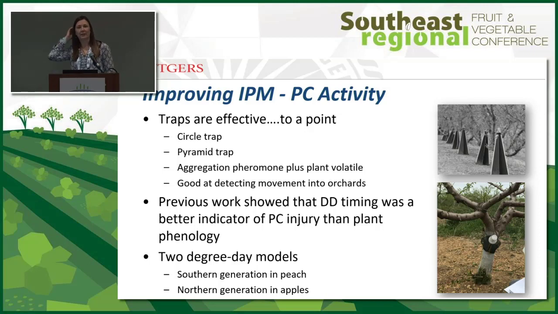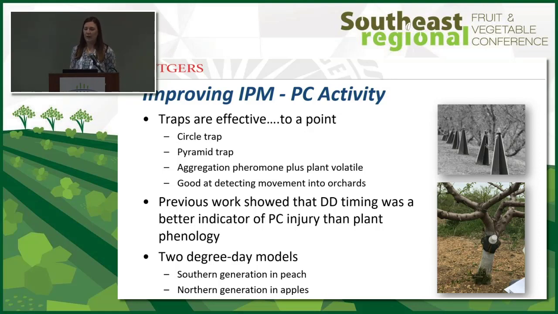If you bait them with an aggregation pheromone or some of the plant volatiles, you can obviously increase your trap numbers. But again, the attraction to the trap, whether it's without an attractant or with an attractant, decreases once there's fruit on the tree. Once you have that fruit on the tree, those traps are not as attractive as the actual fruit itself. So they're good at detecting movement into the orchard, but not necessarily prolonged activity.